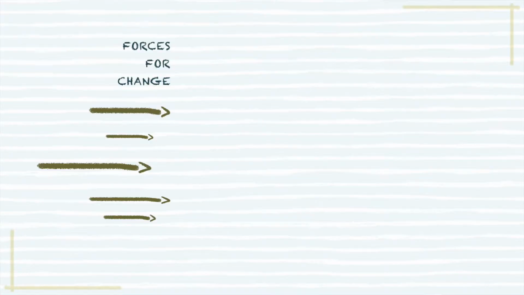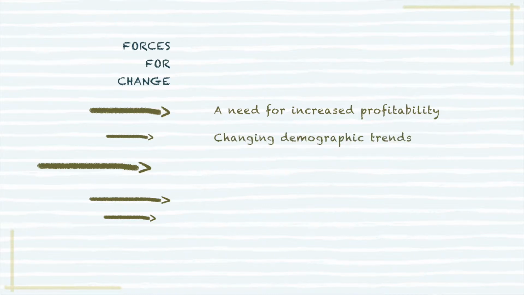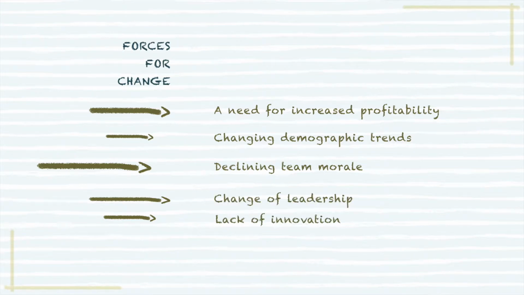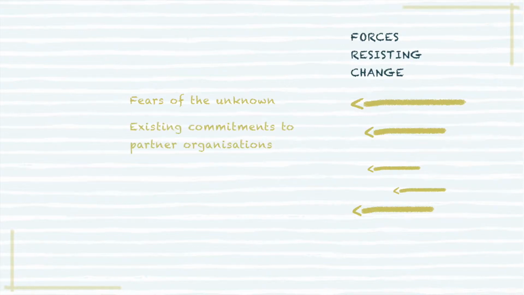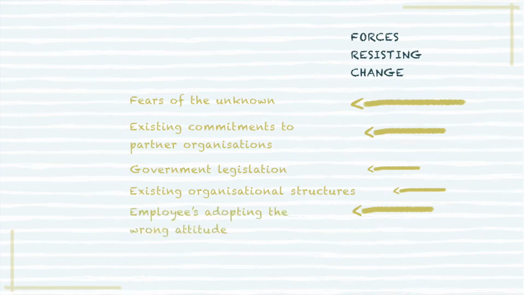There could be a broad range of forces influencing change. Some examples for change could be a need to increase profitability, changing demographic trends, a decline in team morale, change in leadership, and a lack of innovation. Some examples resisting change could be the fear of the unknown, existing commitments to partner organisations, complications in government legislation, existing organisational structures, and employees adopting the wrong attitude. These forces will range from case to case.